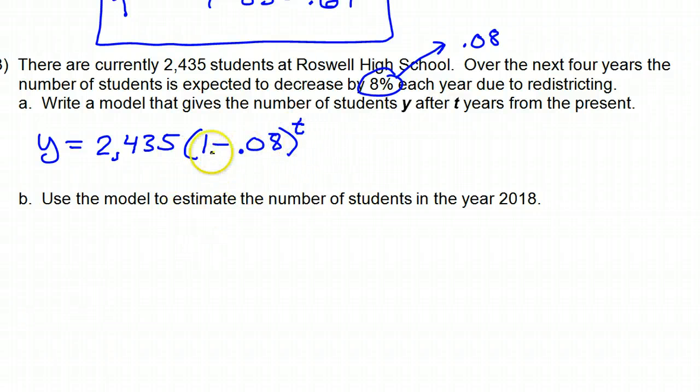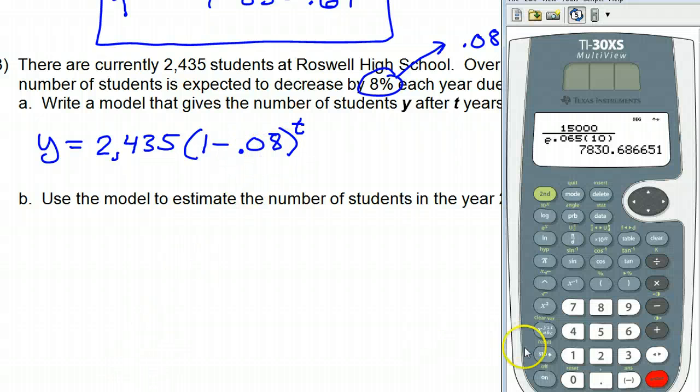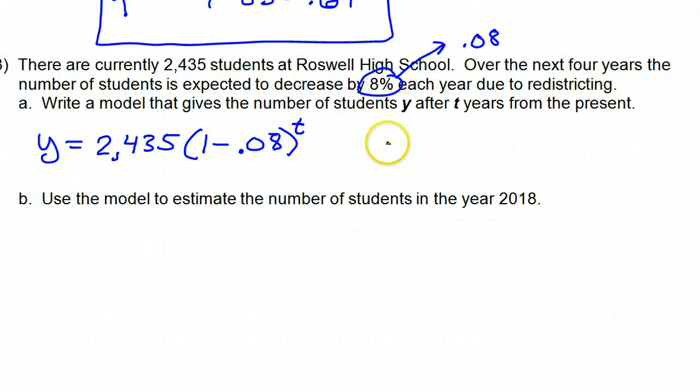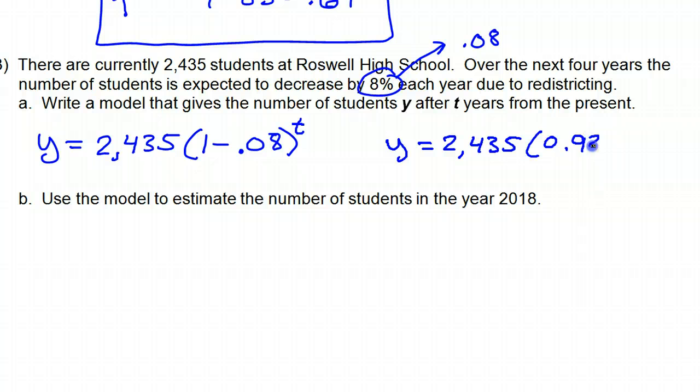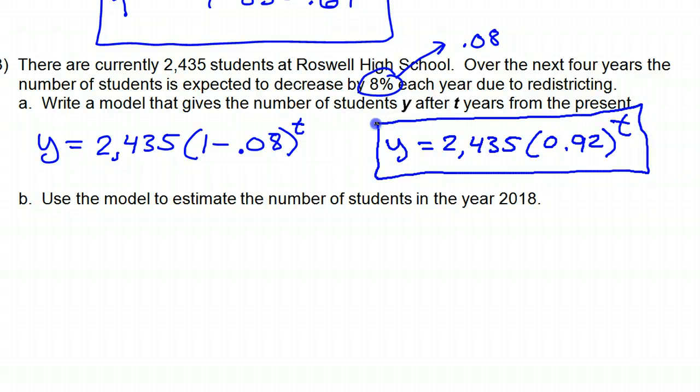The one thing you might do, instead of leaving it as 1 minus 0.08, you might want to go ahead and write the answer for that. 0.92. So I actually prefer this. It's just more compact, it's more professional, but I would accept either. But you have to have the t. If you put in a number here or you leave the t off, it's wrong.